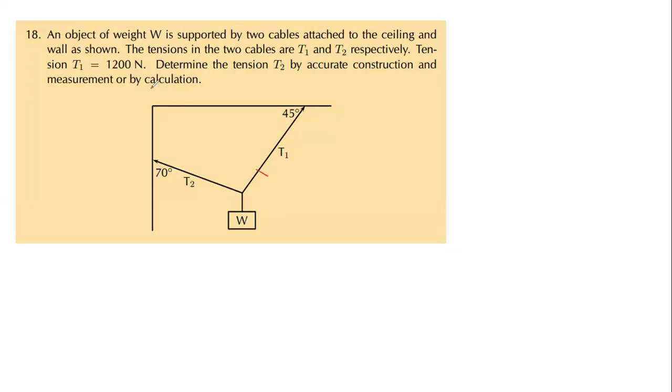So we're going to opt for the option of calculation. We need to find out T2. We are only given that T1 is 1,200. So before we can do this, we need to find out all the angles that are involved there. Okay, so let me do this.